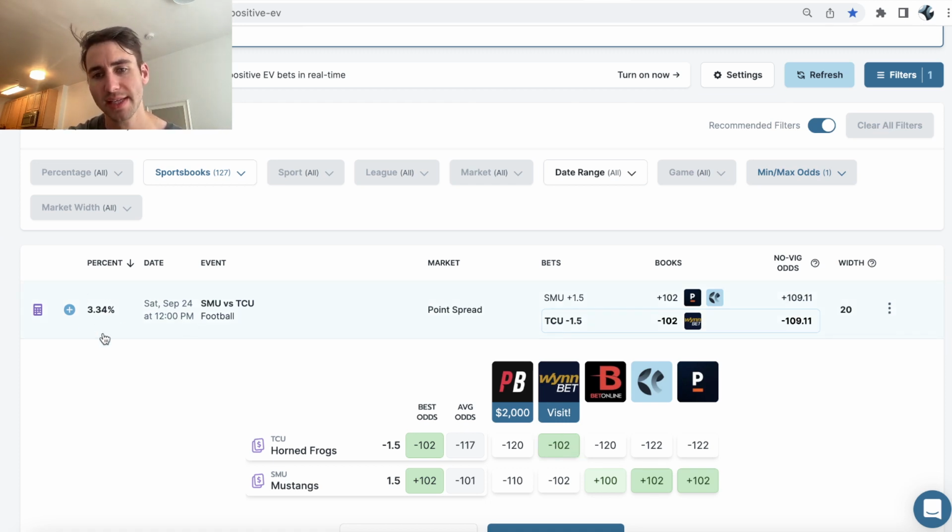But what you'll notice is this bet has a 3.34% profit margin, right? So this game is 4 days away on Saturday. So you're getting a 3.34% return on capital, which is roughly half the return of the stock market, in 4 days. That's the power of sharp sports betting.